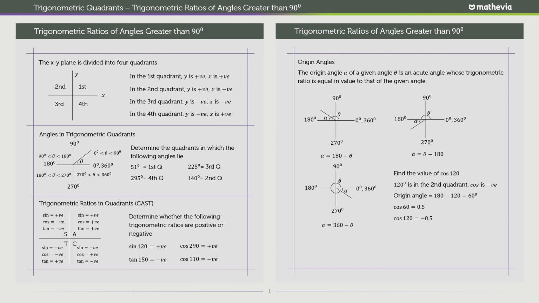The first thing you need to do is identify the quadrant in which your angle lies. Then determine whether the trigonometric ratio is positive or negative, using the CAST diagram. Right after that, you need to find the origin angle to give you the actual value. When you have the actual value, you just bring the two together: the actual value and whether it's positive or negative. If it's negative, you just negate the value. If it's positive, you leave it as is. And that's pretty much it.